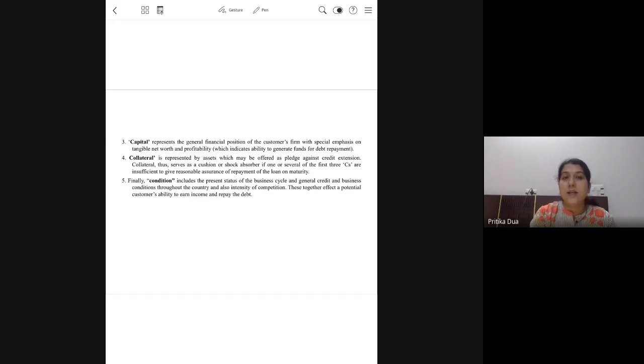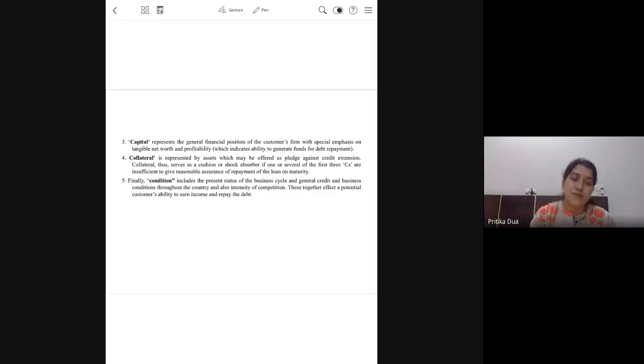And last is condition. Condition will be with respect to the business, what is the situation in the market. Okay, and the stage of business cycle the firm is in, whether the firm is in a growth stage or a decline stage. All these points are also considered. Whether there is recession in the market or growth, expansion, all these points are evaluated.